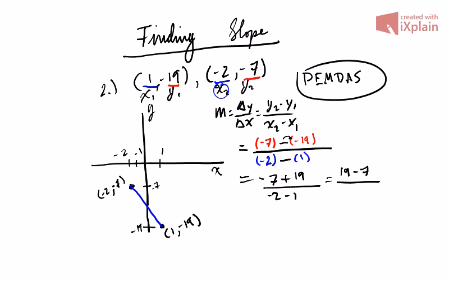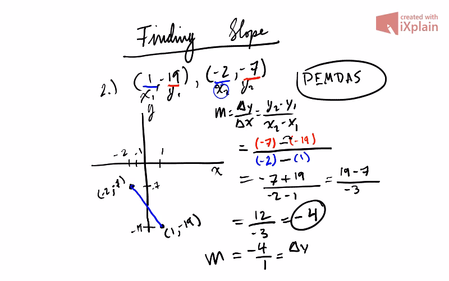-2 take away 1 is -3. So -7 plus 19 is the same thing as 19 minus 7, which is 12, divided by -3. 12 divided by -3 is -4. Now remember that the slope, if it's a whole integer, is -4 over 1, which gives you your change in y over your change in x, or simply put, your rise over run for your slope. So that tells me I'm going to go down 4 along the y and over to the right 1.